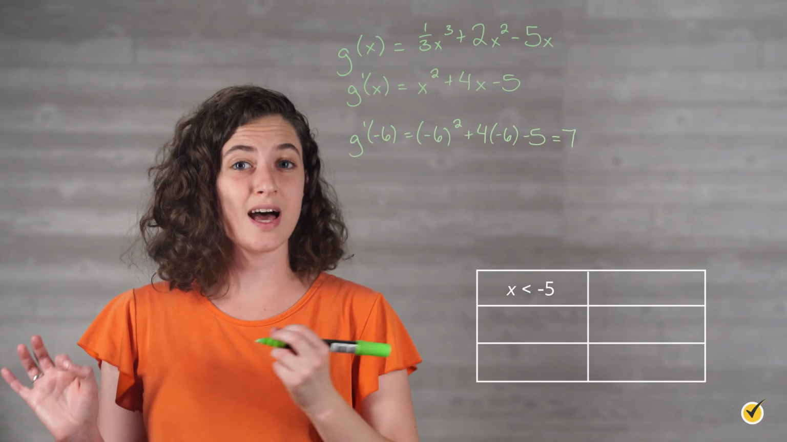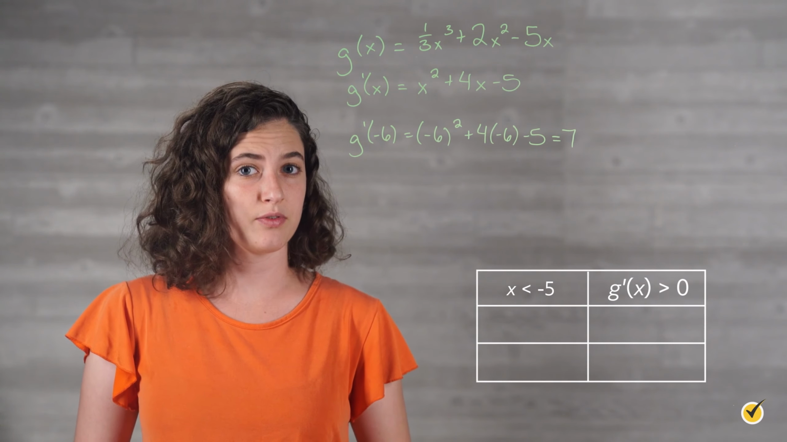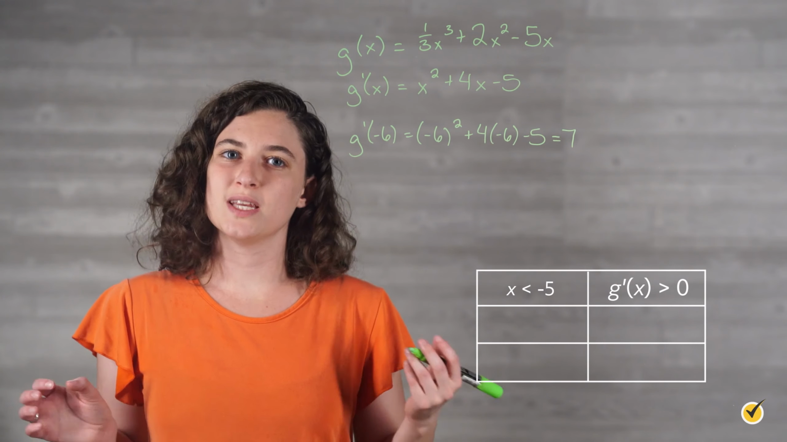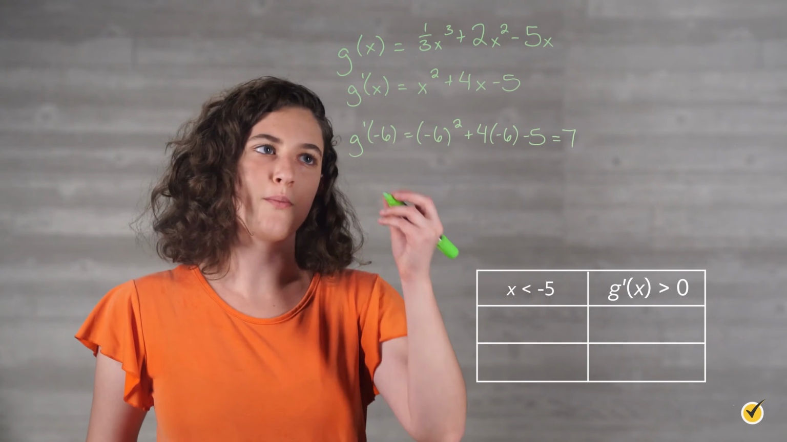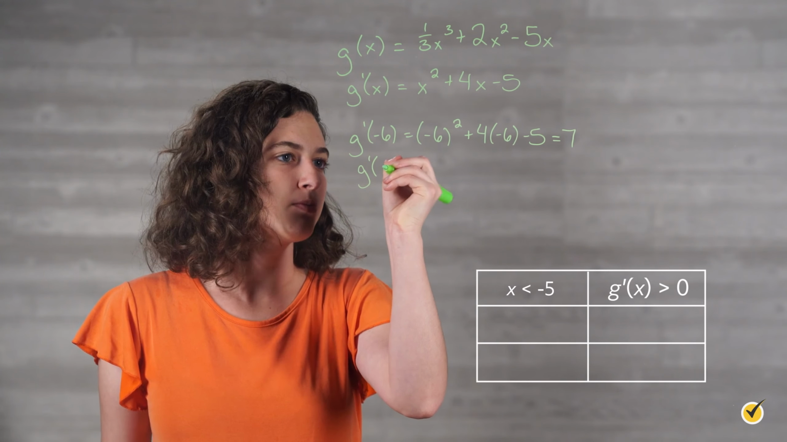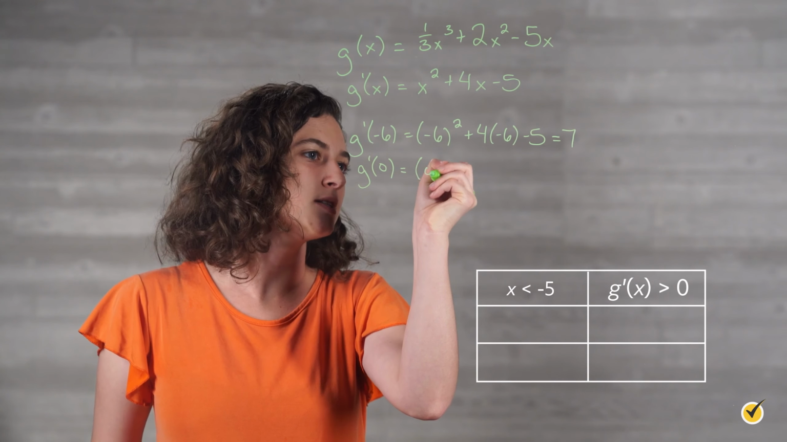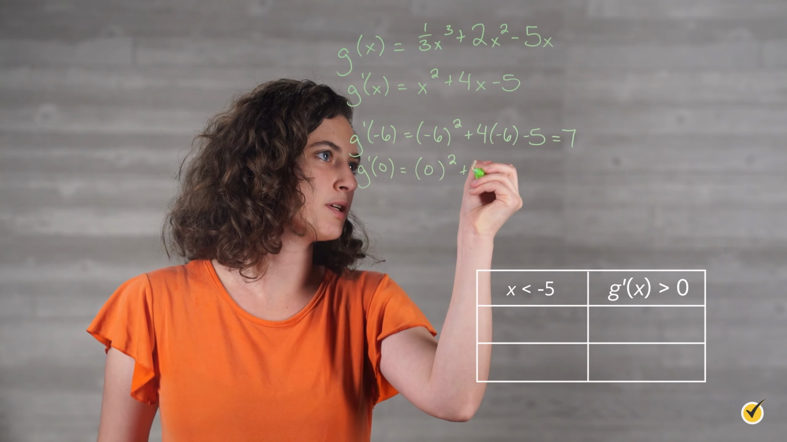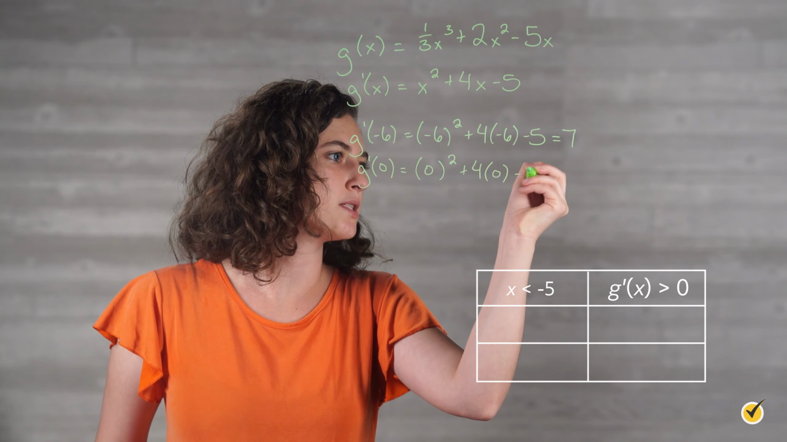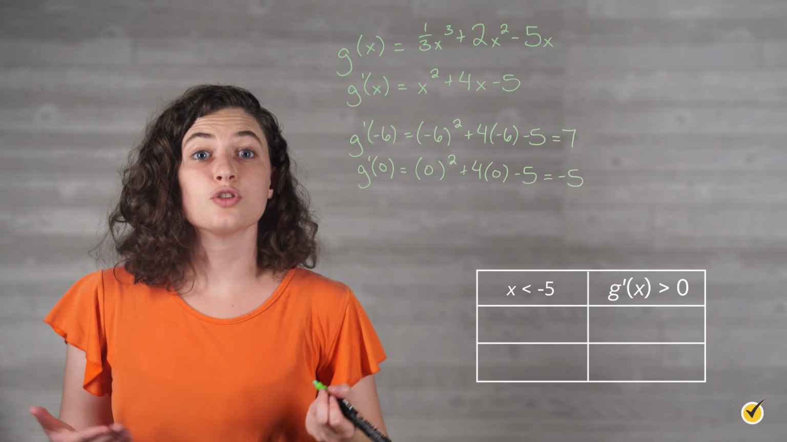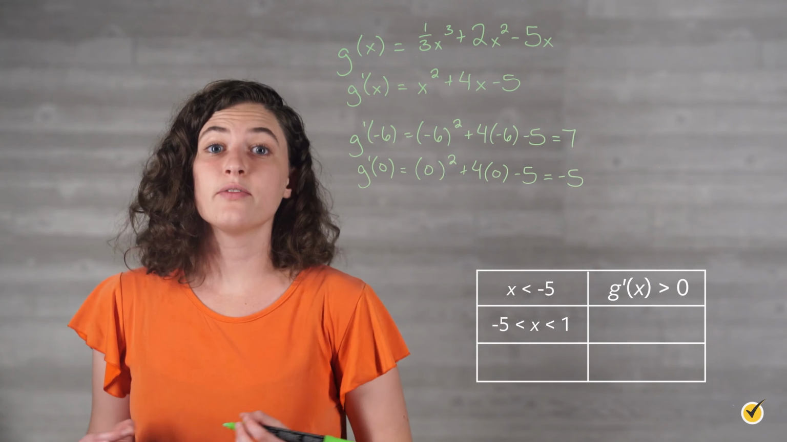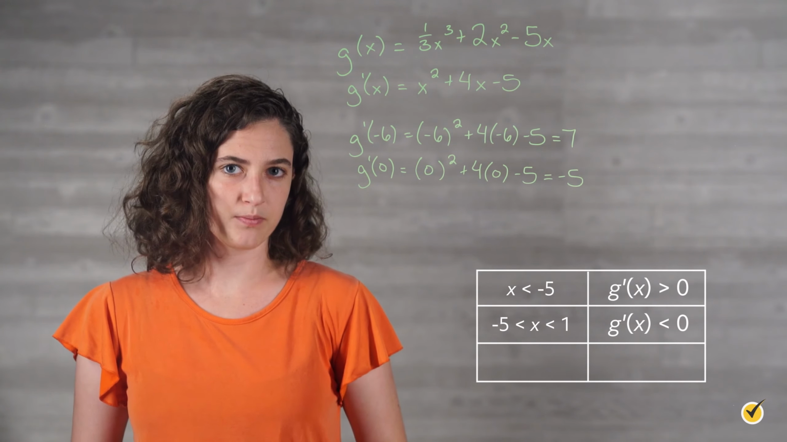So the slope to the left of negative 5 is positive. What about the slope between negative 5 and 1? Let's check at one of the points between, such as 0. So g prime of 0 is equal to 0 squared plus 4 times 0 minus 5, which is equal to negative 5. So the slope between x equals negative 5 and x equals 1 is negative.